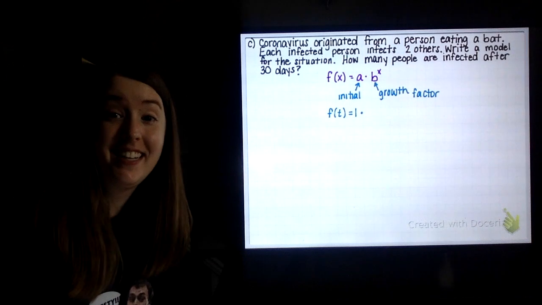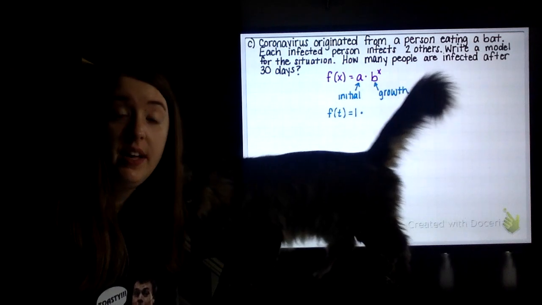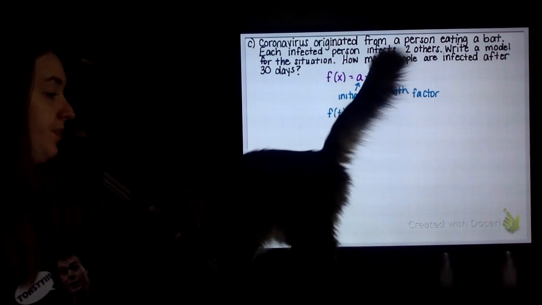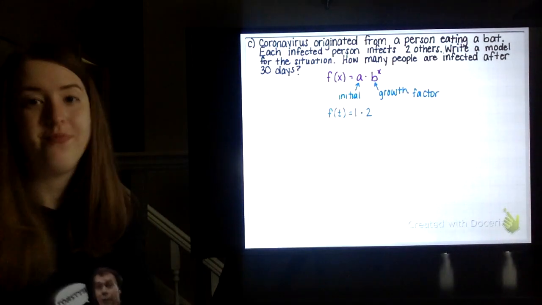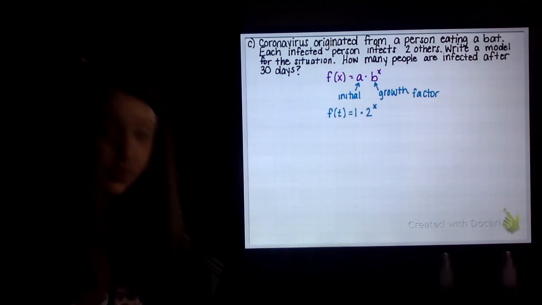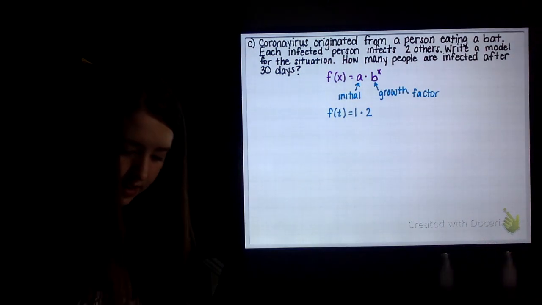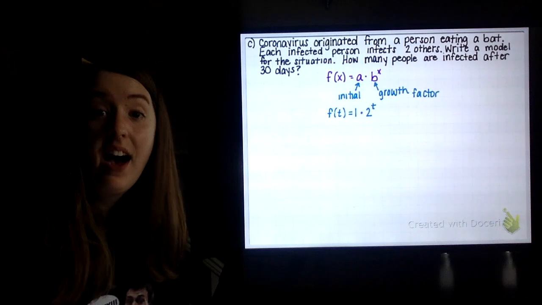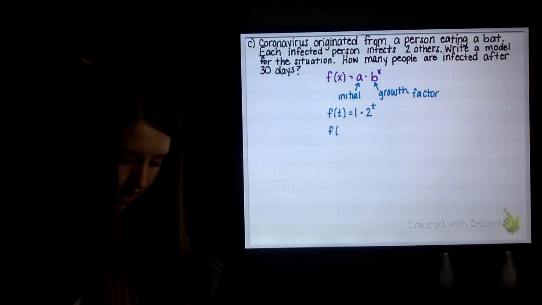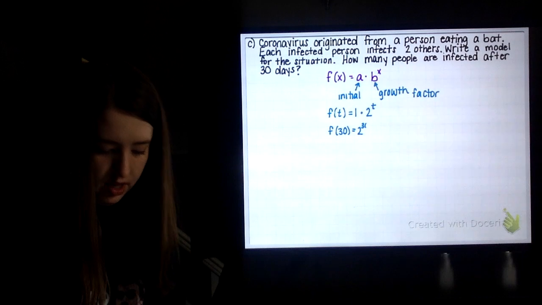The growth factor is how fast it grows with infecting other people. So each person infects 2 others, so that means B is going to be 2. And then that's to the x power. So if we want to, to the t power, because we're talking about time. All right, so we want to know how many people are infected after 30 days. So I'm going to put in f of 30. So let's say 2 to the 30.